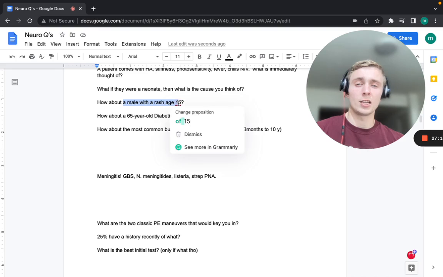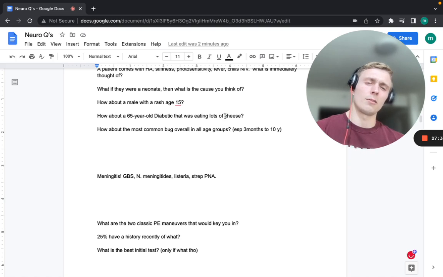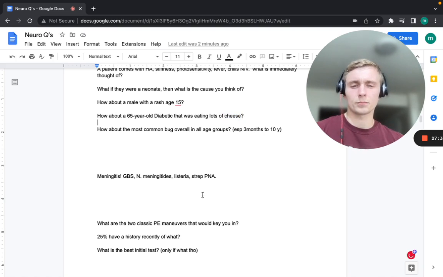Young male with a rash at age 15, you want to be thinking of Neisseria meningitidis. So Neisseria meningitidis is with a rash always at age 15. And 65-year-old diabetic eating a lot of cheese, that could be Listeria monocytogenes. So Listeria monocytogenes, you want to be thinking of in any patient older than 50 or under 3 months. Also eating some kind of unprocessed cheese is a risk factor. And the most common bug overall is going to be strep pneumo, so Streptococcus pneumoniae.